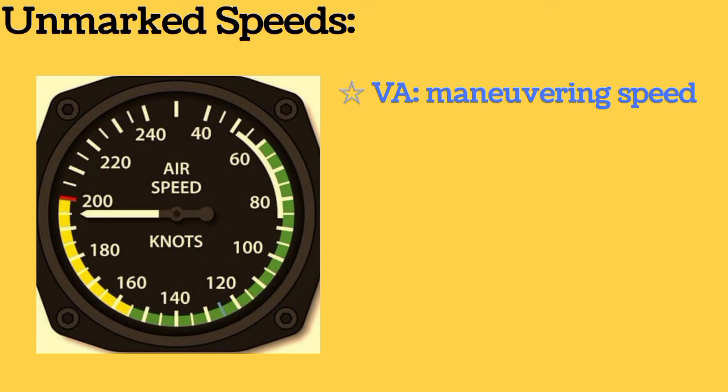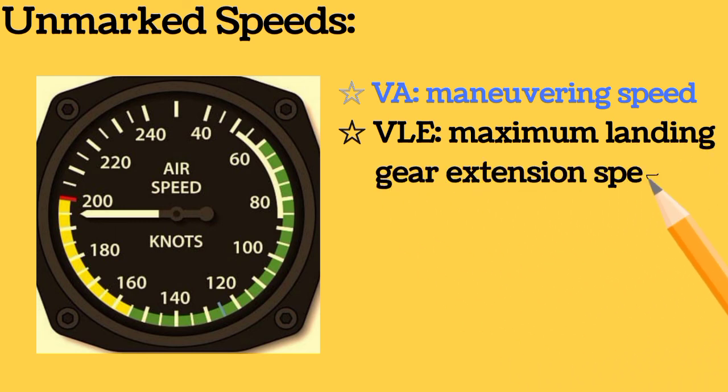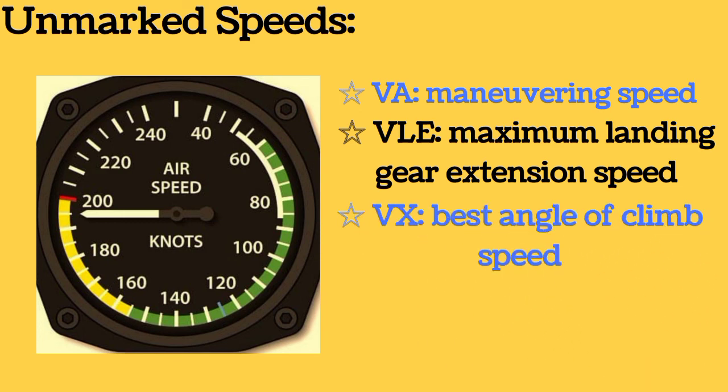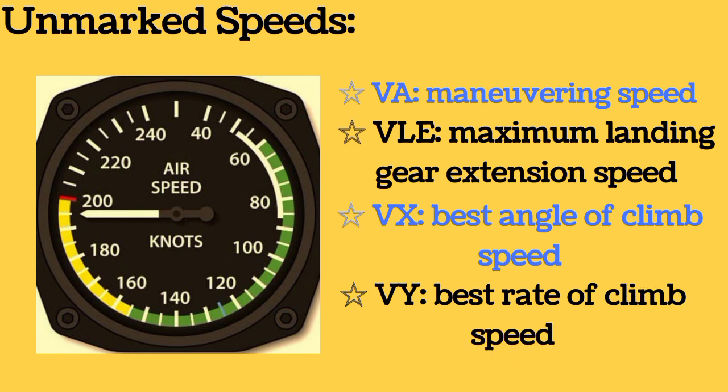Another airspeed limitation not depicted on the airspeed indicator is VLE, which is the maximum landing gear extension speed. This is the maximum speed you can safely lower the landing gear on an aircraft with retractable gear. Another speed is VX, and that's the best angle of climb speed. It provides the greatest altitude gain for a given distance. Finally, VY is the best rate of climb speed. It provides the greatest altitude gain for a given period of time.